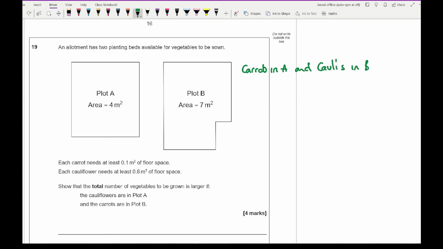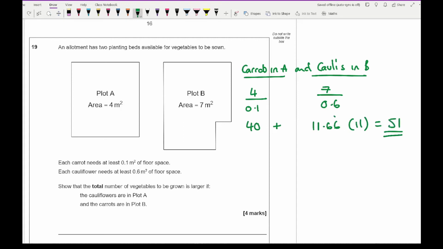in B, well, the carrots is going to be 4 over 0.1, and if I type that into my calculator, so 4 divided by 0.1, that gives me 40, plus, and then if I do 7 divided by 0.6, and that gives me an answer of 11.66 recurring, which is basically going to be 11. So that's going to give me a total of 51.